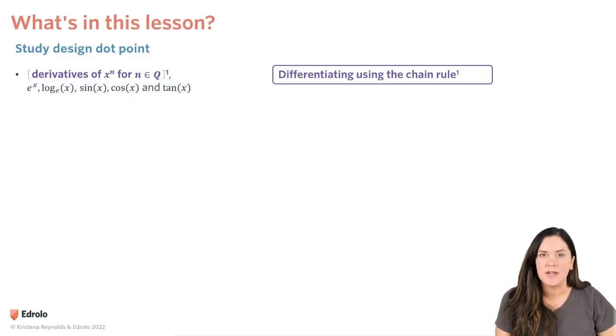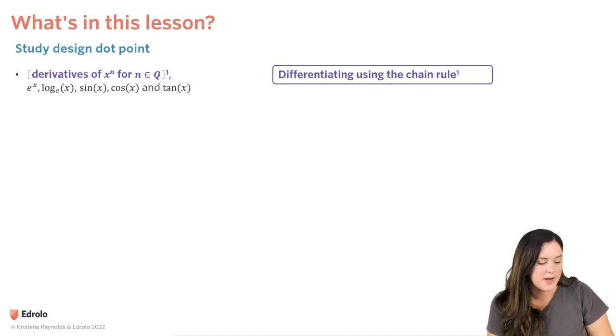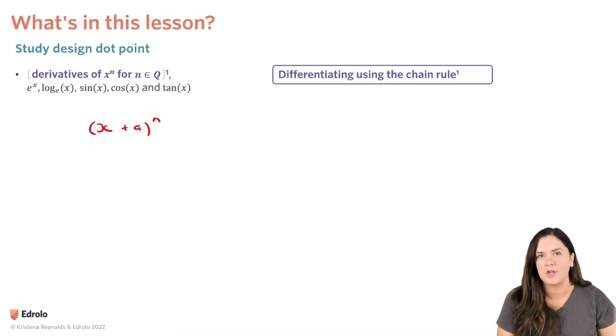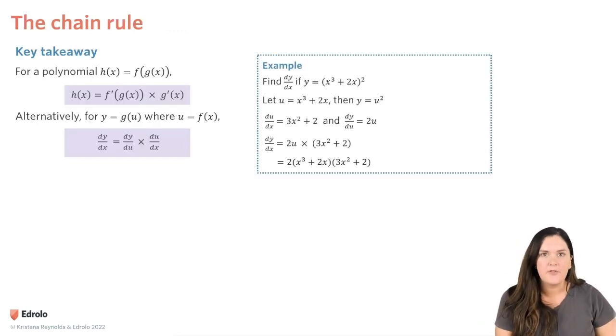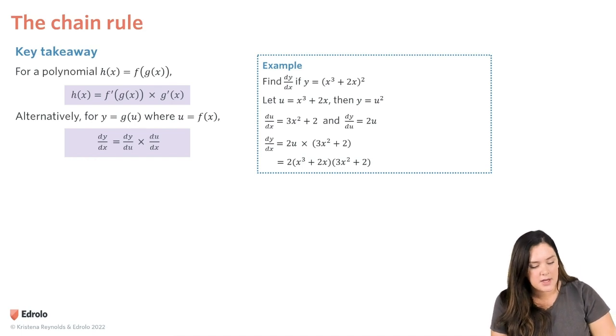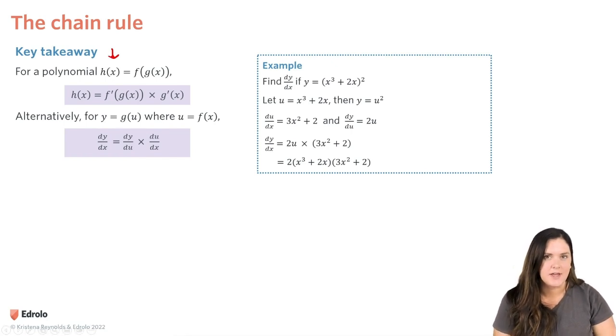So this links to the study design dot point that we have here, derivatives for x to the power of n. But instead of x to the power of n, we might have something like (x plus a) to the power of n. So that is when we're using the chain rule. When we're differentiating using the chain rule, again, as I said previously, we are differentiating composite functions. So here we've got h of x is a composition of f and g of x. In order to differentiate this, we need to differentiate them separately and then put it all together.